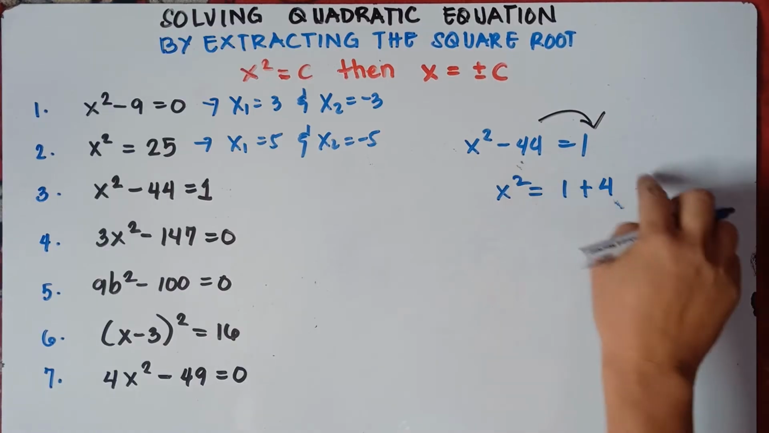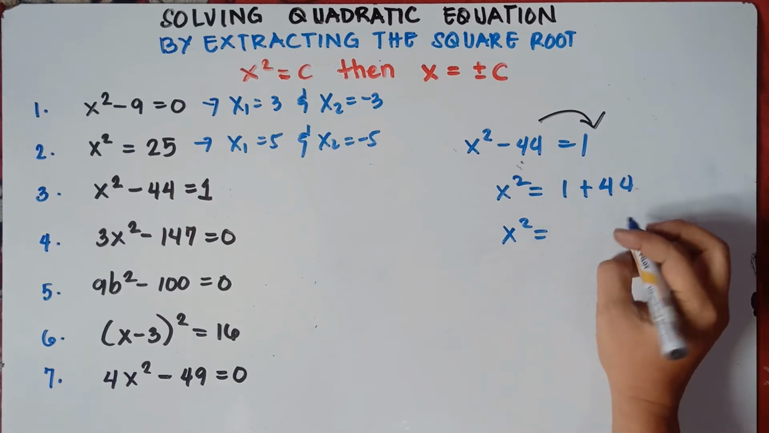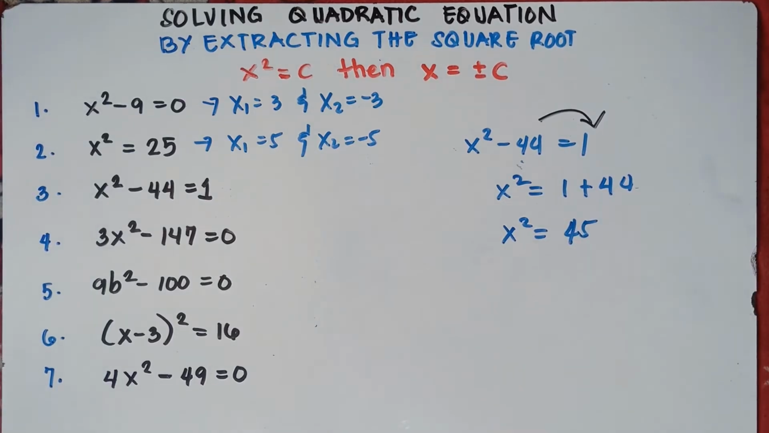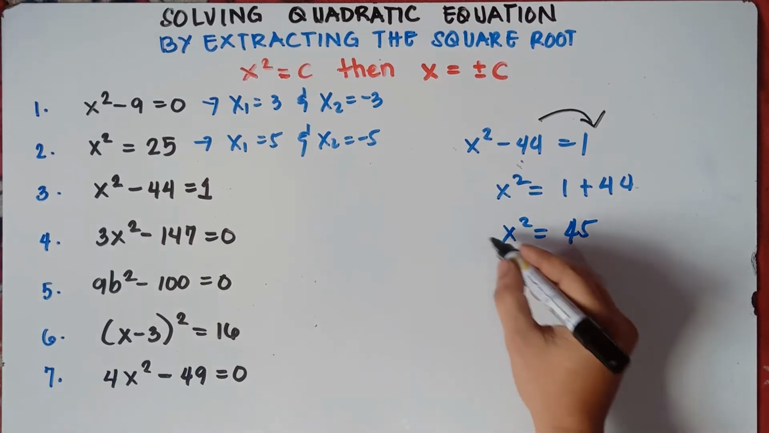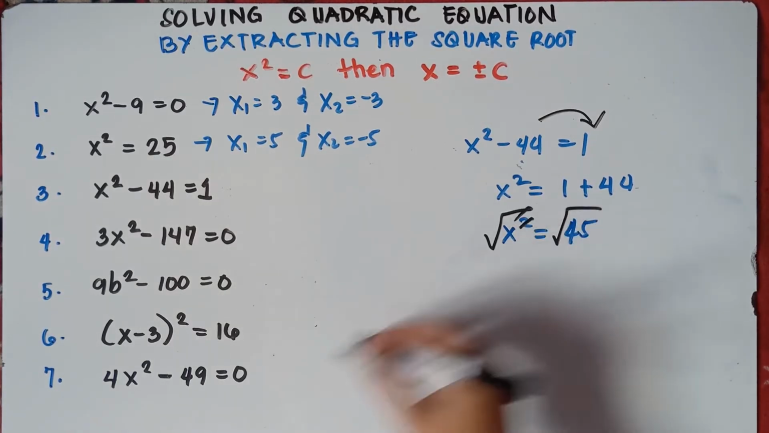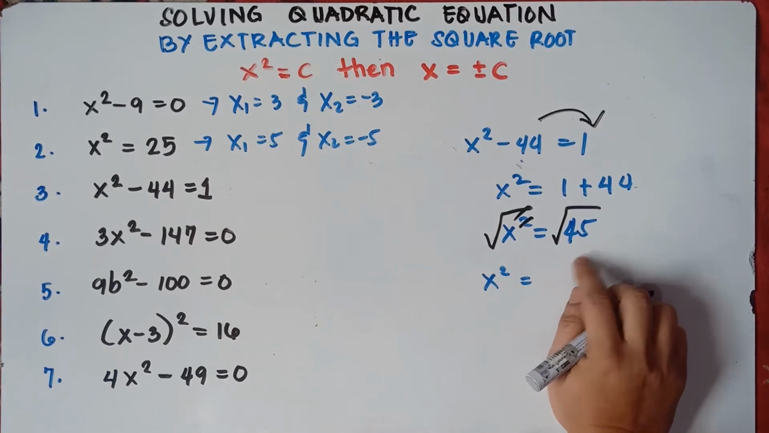So this is negative, it will be positive 44. So this will be x squared equals 1 plus 44, that's 45. So check, do we have the square root of 45? Okay, once again, we extract the square root of both sides. So cancel this out. So this will be x squared equals the square root of 45. Do we have the square root of 45?